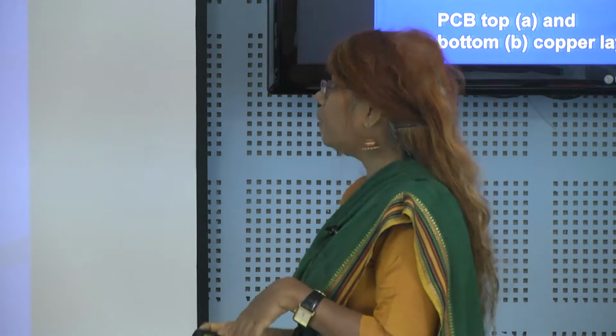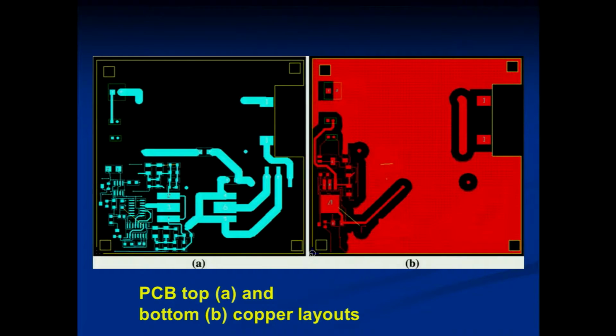PCB, that copper layout will become an antenna collecting this one. We are talking 35 nanosecond 1000 volts, okay, that is a very difficult combination, okay. So this is the top and then this is the bottom layout, okay.